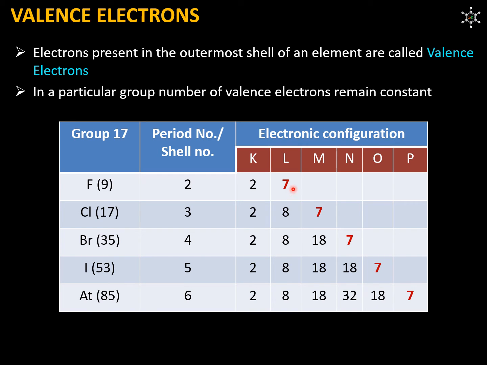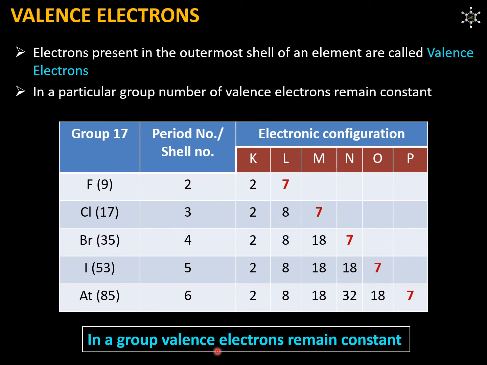For fluorine, L is the last shell, that is the valence shell. For chlorine, M is the valence shell, bromine N, iodine O, and for astatine it is P. Observe, the valence shell of all these elements consists of the same number of electrons, that is 7. With this we can state that in a group, valence electrons remain constant.